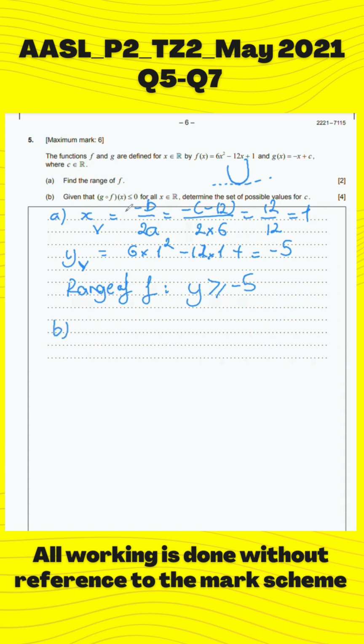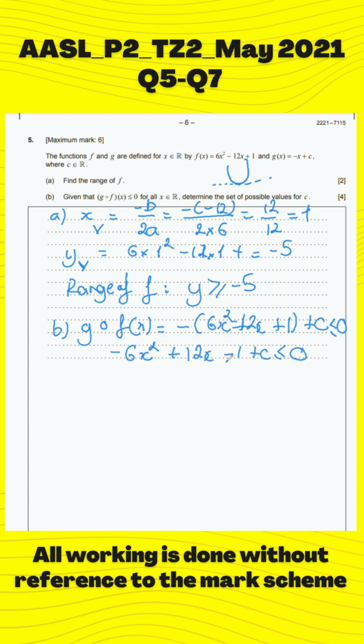Okay, B. Given that this composite function is always smaller or equal to 0. So let's find g of f first. We do it from right to left, we sub f into g. So we will have negative, open bracket, 6x squared minus 12x plus 1, close bracket, plus c, smaller or equal to 0. So we will have negative 6x squared, sorry, this is minus, so it will become plus 12x minus 1 plus c, always smaller or equal than 0.